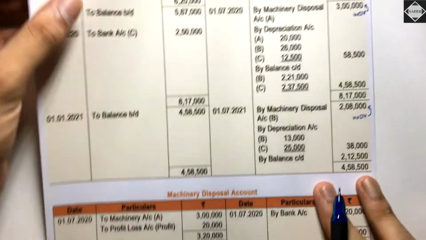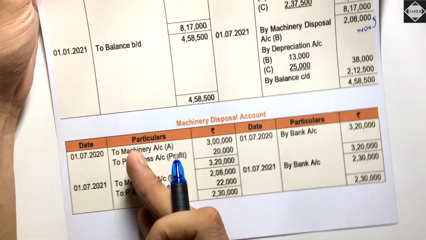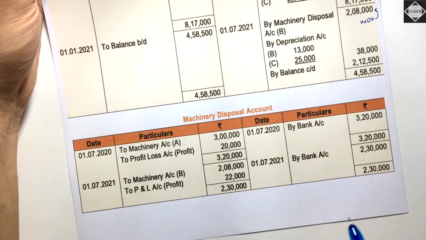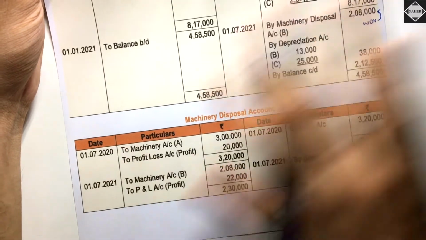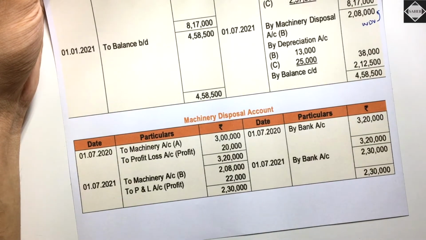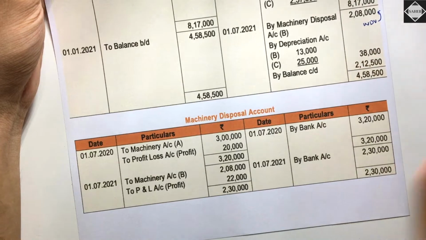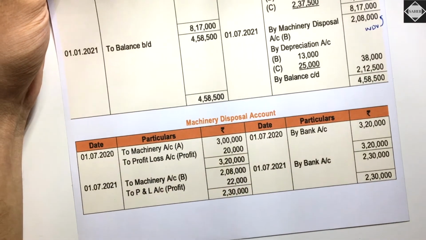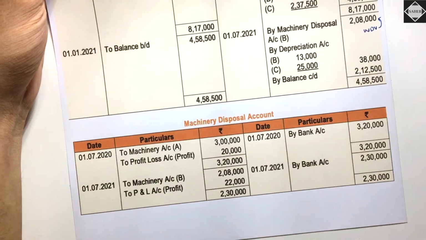What do you do over there? You just first bring the asset in it on the debit side and then sell it on the credit side, and then see whether you have profit or loss. Profit will come on the debit side, loss will come on the credit side. That's all you do with the disposal account. Take the asset on the debit side, sell it on the credit side. Okay, if there is a gap on the debit side, then that's profit. If there is a gap on the credit side, then that's loss. That's all.